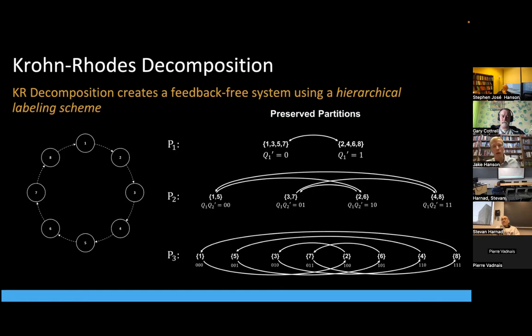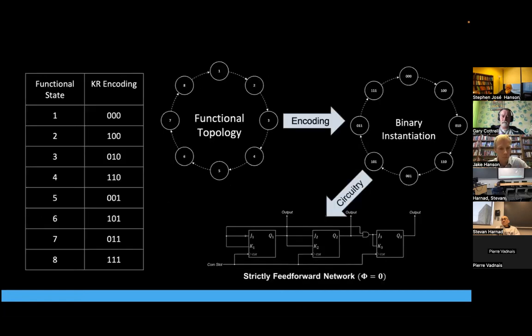So it's a really cool way of assigning these coordinates, and it's a very deep field if you're ever interested. You can do a lot of really cool stuff because you can truncate these coordinates and get effective theories built from this hierarchical labeling scheme. But the point for this conversation is that under Krohn-Rhodes decomposition, you get a different way of labeling these functional states that gets rid of feedback. So this circuit down here has no feedback and phi equals 0.